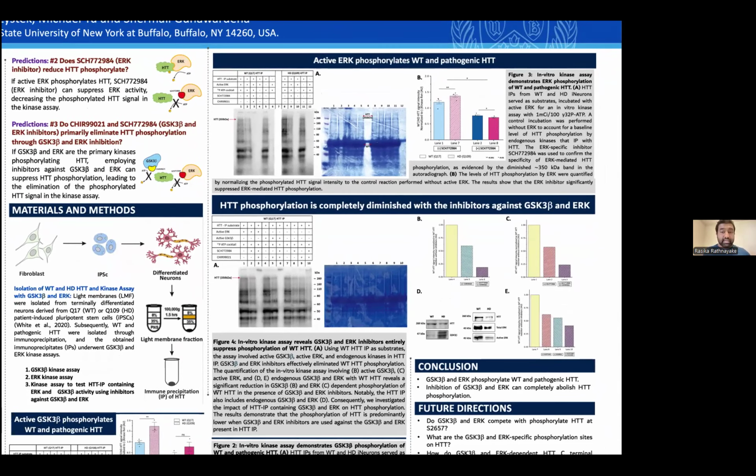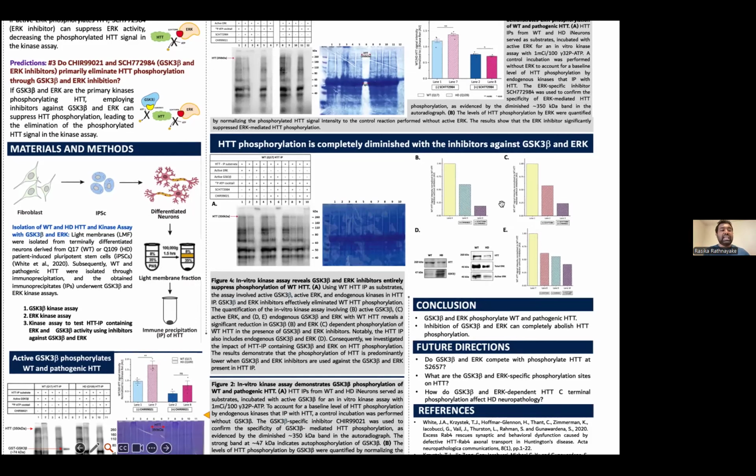Finally, we added both inhibitors together to see how significant ERK and GSK3 beta are in Huntingtin phosphorylation. We showed that with the presence of both inhibitors against GSK3 beta and ERK, Huntingtin phosphorylation was almost abolished, which may be because ERK and GSK3 beta are the kinases which mainly regulate Huntingtin phosphorylation.